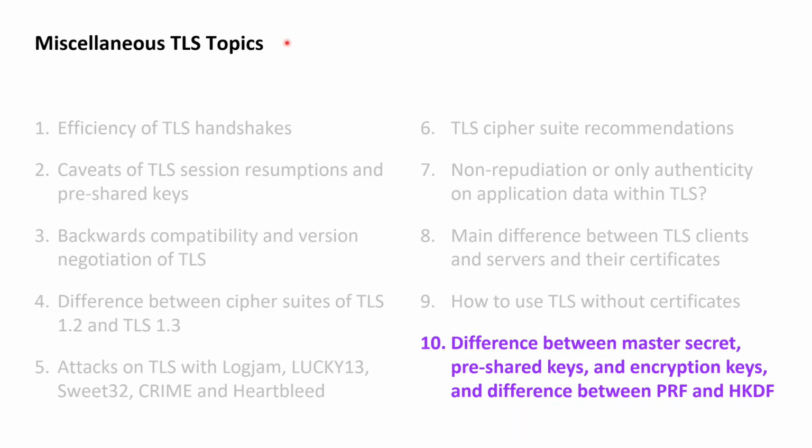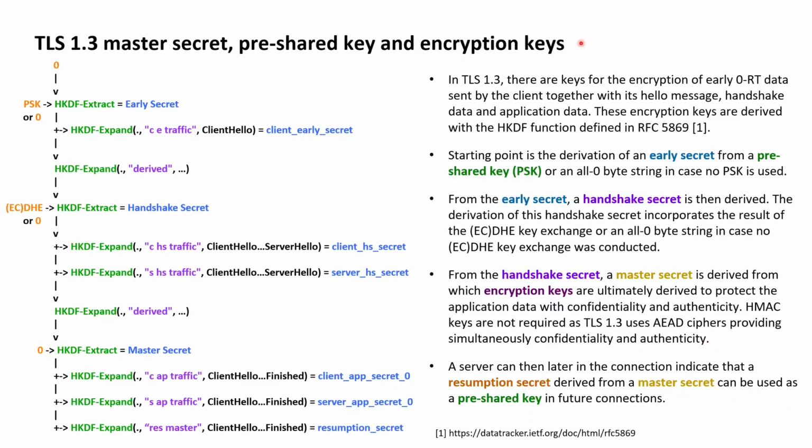Within our chapter on miscellaneous TLS topics, we are in the midst of investigating the difference between the master secrets, pre-shared keys, and encryption keys, and the pseudorandom function PRF, and the HMAC-based key derivation function HKDF. The protocol design of TLS then fundamentally evolves around the goal to have the client and the server authentically agree on these secrets, from which the keys used to protect the application data exchanged later on can be derived.